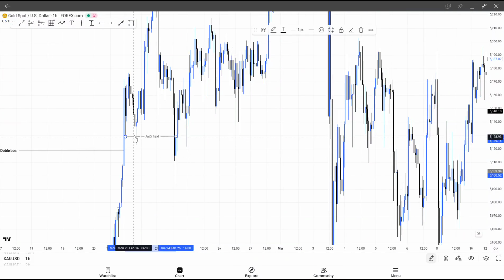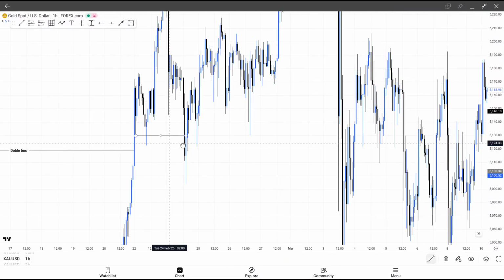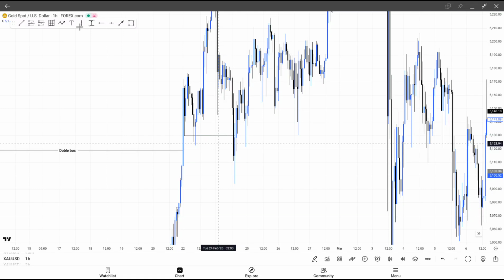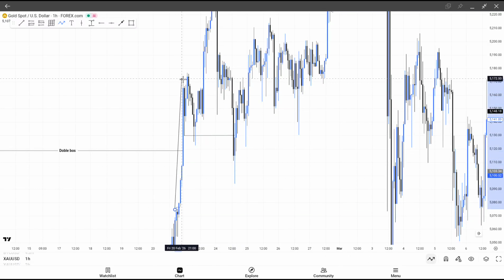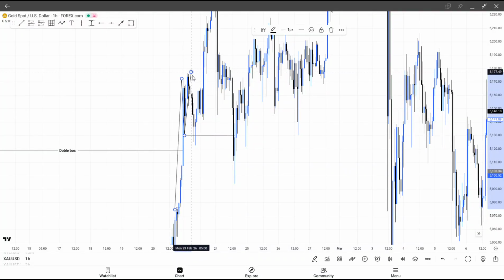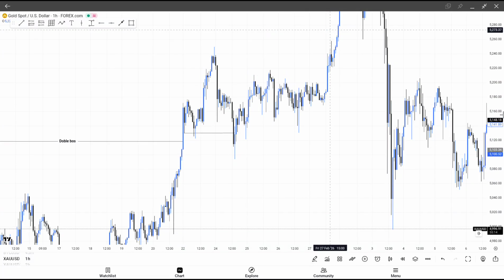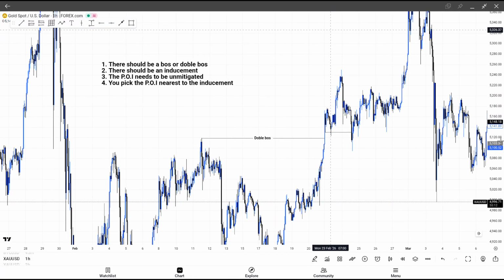This is the first pullback. You see that the price made a double break of a structure, and the price came down with this black candle and also went up again. It went up to take out this last high. So that's the pullback we need, the inducement.